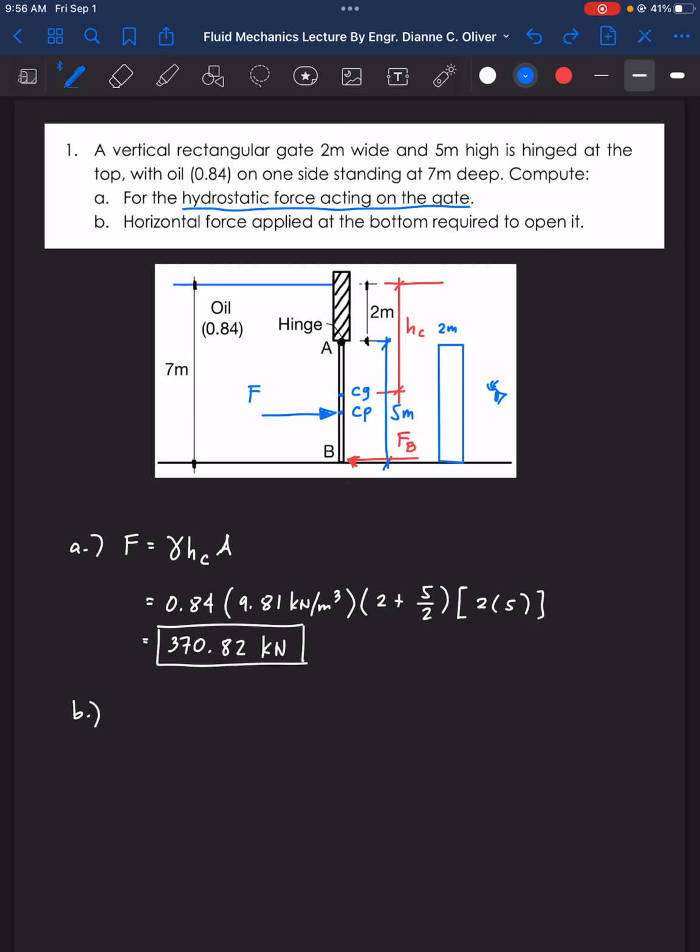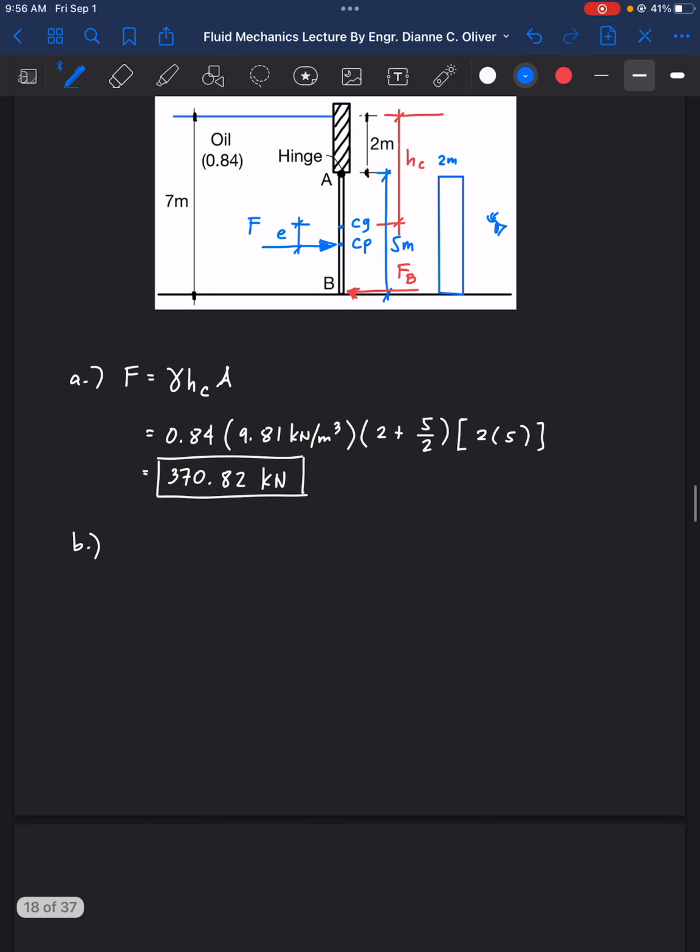Now, in order to complete the summation of moment, we need to find the value of E, this eccentricity E. That is the distance from the center of gravity to the center of pressure. So we have here summation of moment at A is equal to 0.